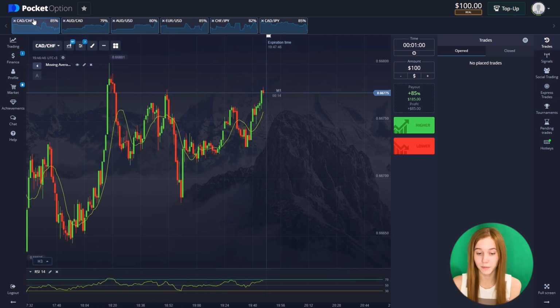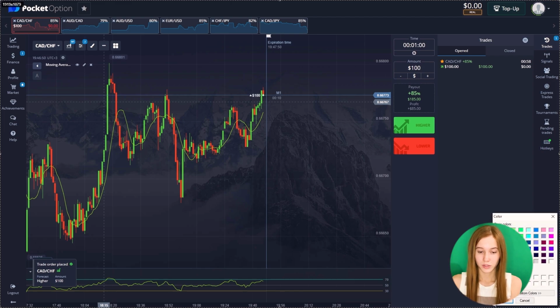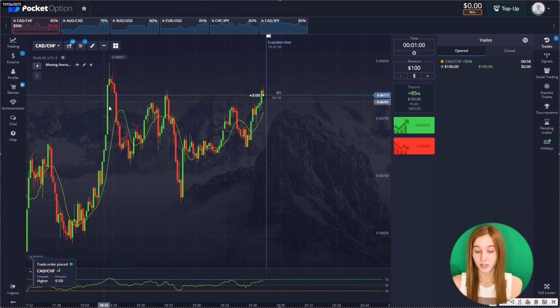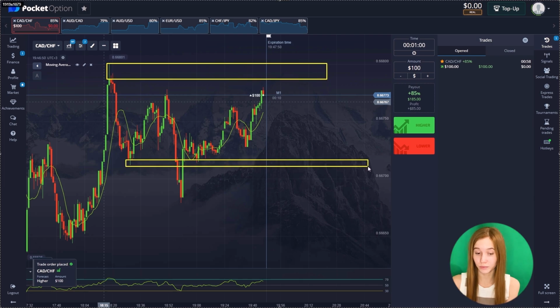So the first trade, we open up and start our technical analysis. Here are the support and resistance areas. We see that we're quite confidently moving towards the resistance area, and from this side we will open up. On the moving average indicator, we see that the moving average is directed upwards and the price is located above this line, so we opened up.